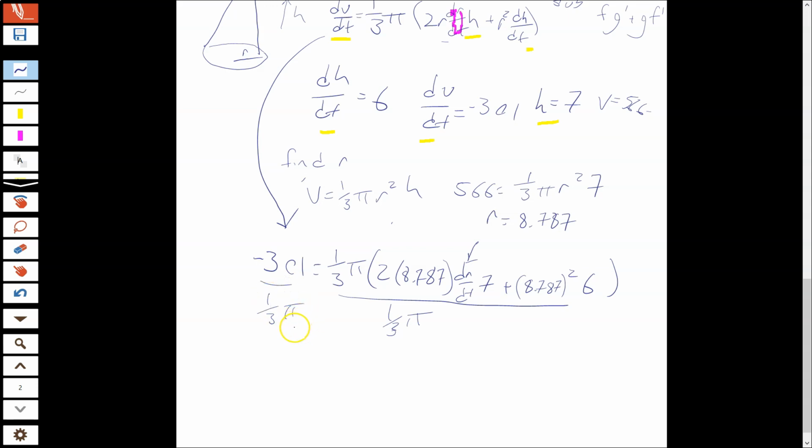So when I do that, I get negative 287.44. And then I will just multiply these two together. So I'm going to do 2 times 8.7 times 7, and I get 123.02 dr dt. And then I'm going to multiply 8.787 squared times 6, and I get 463.28.